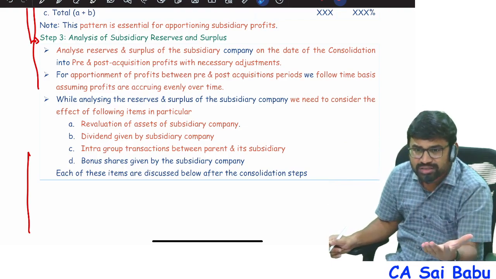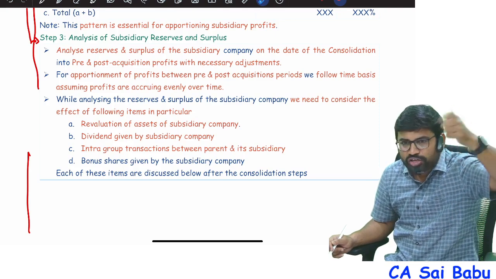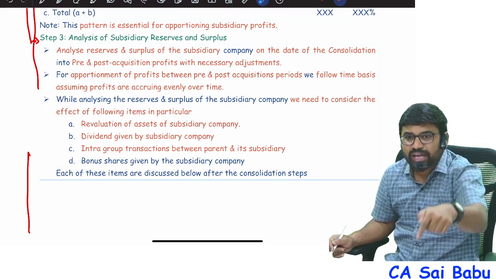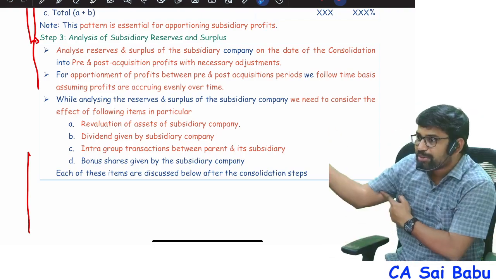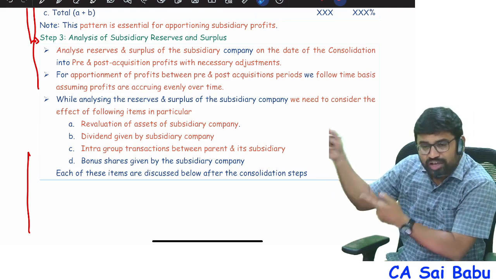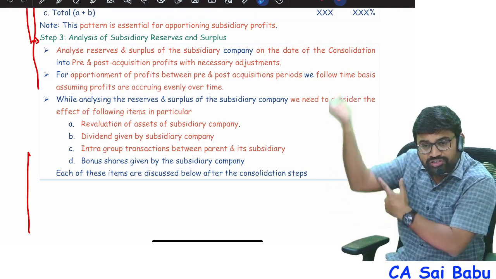What are those? Revaluation of assets. If revaluation of assets happens, upward or downward, it's a pre-acquisition profit or loss. And if there's an upward revaluation, additional depreciation affects my post-acquisition profits. If it's a downward revaluation, excess depreciation will be written back, added back. Therefore, my post-acquisition profits will increase.